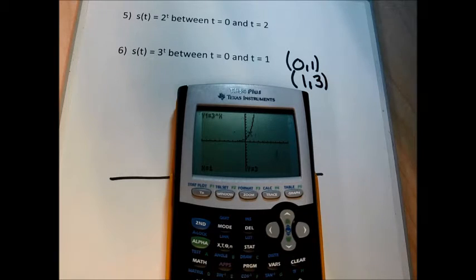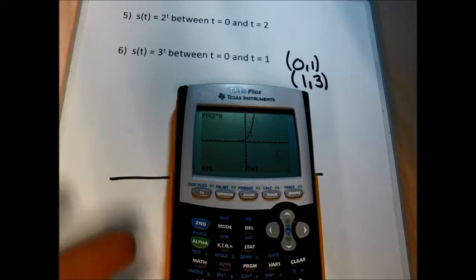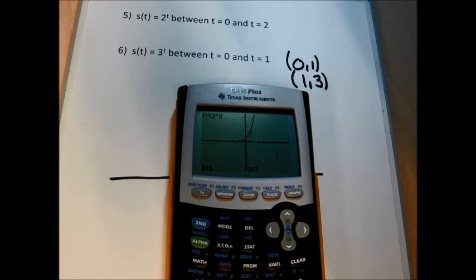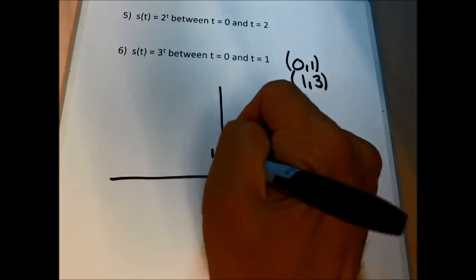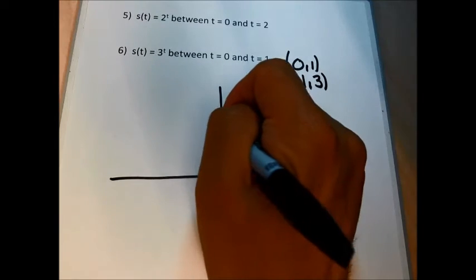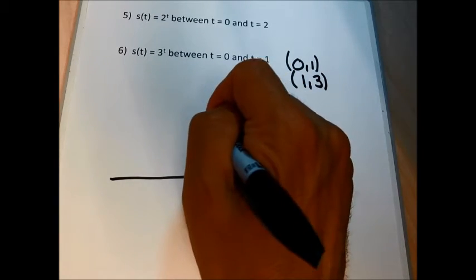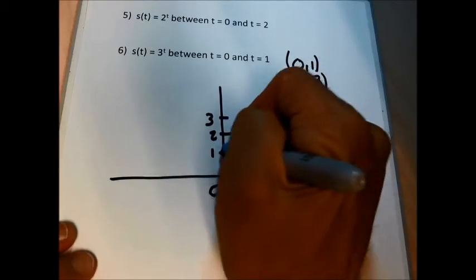So I'm just going to plot those 2 points and make a graph look more or less like I see here on my screen. So I'm going to plot the point 0, 1 and the point 1, 3 and draw an exponential function.